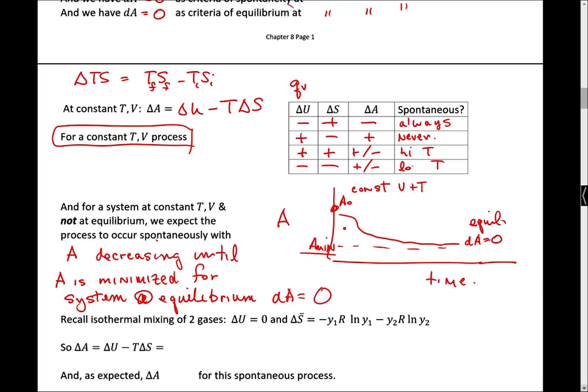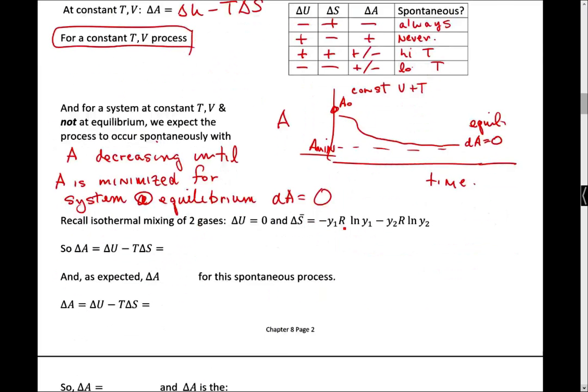Does that make sense? Okay? All right, so let's look at an example of something that we've seen previously. When we talked about isothermal mixing of two gases, we showed that delta S for that process per mole is given by the mole fraction of the gas phase times R ln of the mole fraction of the gas phase. So we've derived this expression, right?